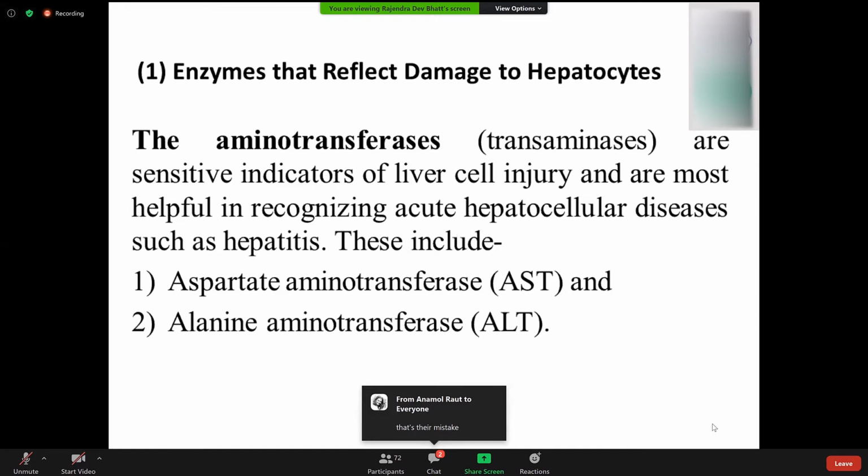Enzymes that reflect damage to hepatocytes are aminotransferase or transaminase; both are synonymous words. These are sensitive indicators of liver cell injury and are most helpful in recognizing acute hepatocellular disease such as hepatitis. These include AST and ALT, sometimes AST is also called SGOT and ALT is also called SGPT. These are 2 enzymes which increase very, very high in acute situations like acute hepatitis or viral hepatitis. In these conditions, it is very, very high. And these are the enzymes which are frequently measured in clinical laboratories to see the status or function of the hepatocytes.